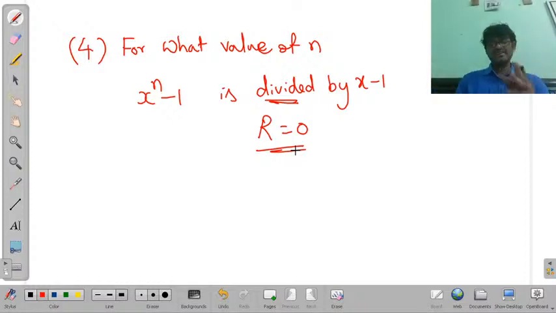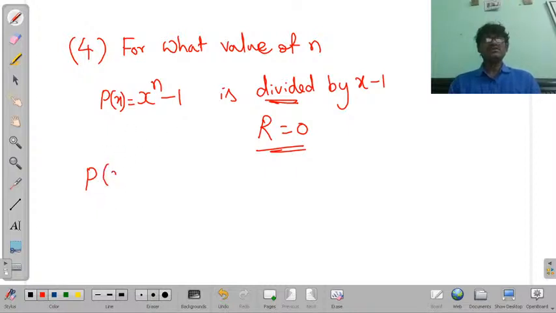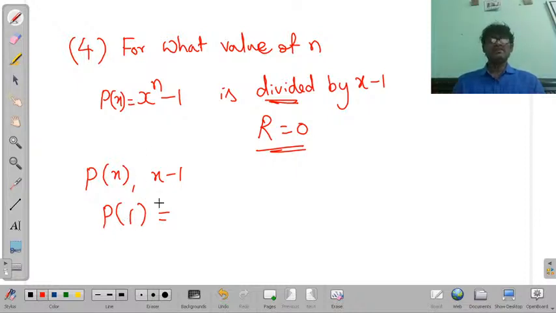Let me say the correct answer. Actually, if you take p of x, the remainder when p of x is divided by x minus 1 is p of 1, right? You find out p of 1, that means you plug in x equal to 1, in the place of x you write 1.